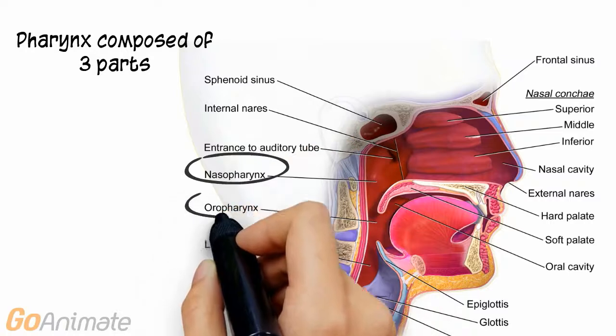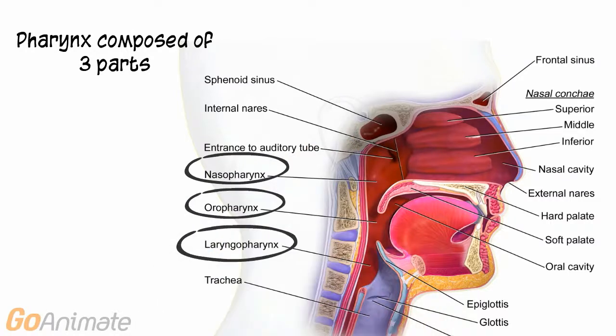Air passes from the nasal cavity to the pharynx. There are three parts of the pharynx. The nasopharynx extends to the end of the soft palate. The oropharynx extends from the soft palate to the epiglottis, and the laryngopharynx from the epiglottis to the glottis.